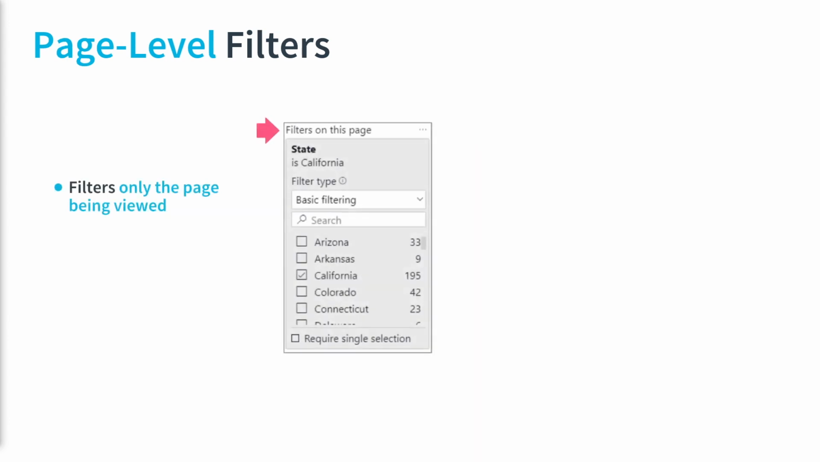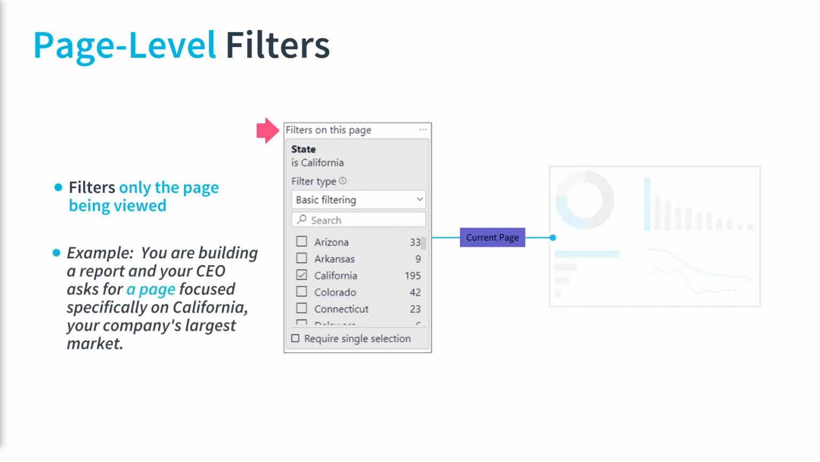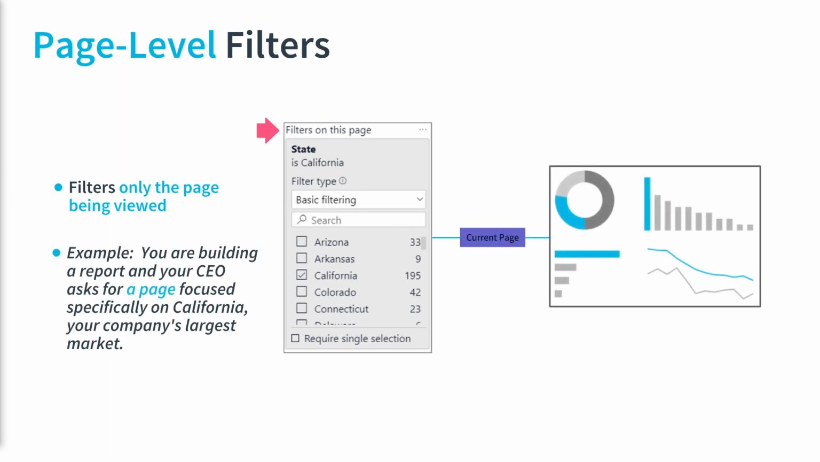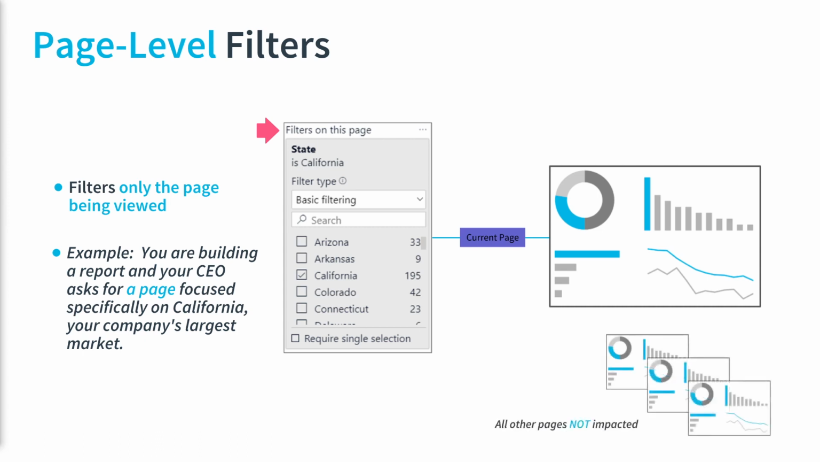Page level filters, on the other hand, are useful when you need to apply a filter only to one specific page in your report. For example, maybe you work for a company and California is such an important market that your CEO asks for a page in your report that spotlights only that specific state. A page level filter lets you easily do that. But all other pages on your report would not be affected by this filter.